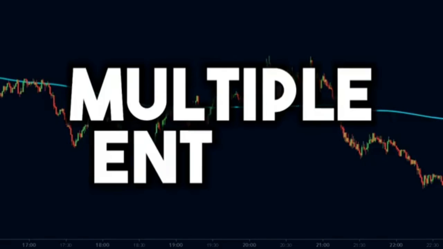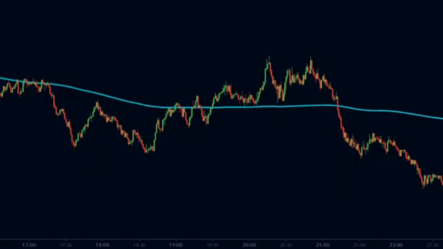We can also use multiple entries in such trades. For instance, I shorted half my position at the break of the trend line. And I shorted the other half at the break of the neckline of the double top pattern. This brings us to the end of this video.